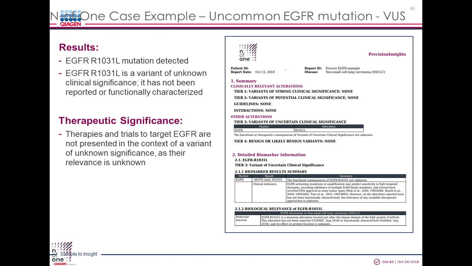In contrast, another uncommon EGFR mutation, R1031L, could be detected. And this is a variant of unknown significance. It's never been reported before. It hasn't been functionally characterized.